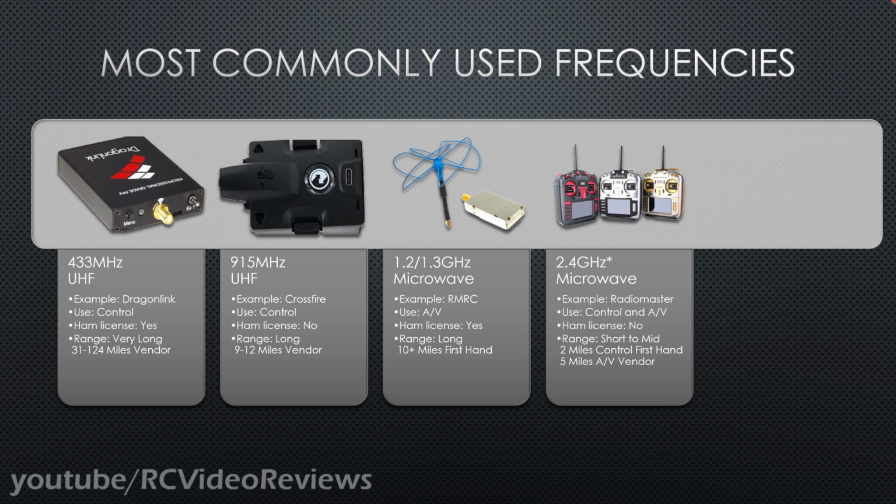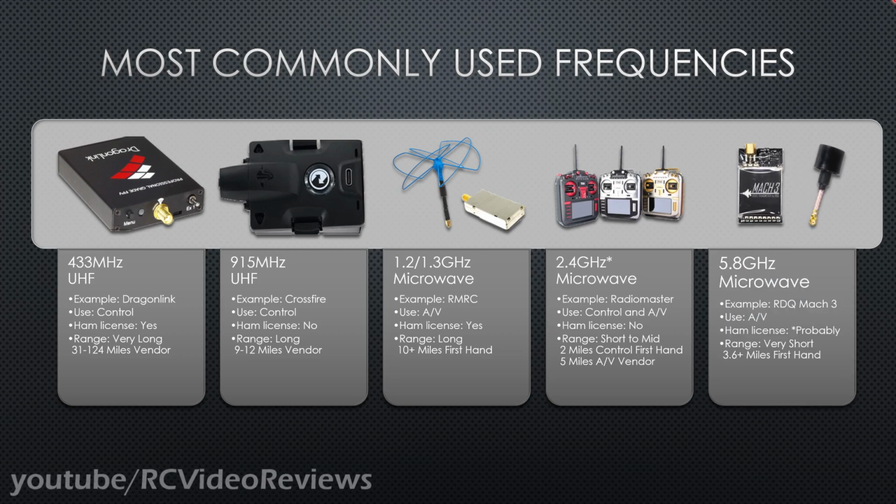However, you do need a ham license to operate a 2.4 gigahertz video transmitter, especially if it's not Part 15 certified. When it comes to control, the range of 2.4 gigahertz goes up to 2 miles. I've seen that firsthand with an L9R receiver in an airplane. 2.4 can also reach up to 5 miles on AV equipment, and that came from a vendor who I know is very reputable. Finally, we've got the 5.8 gigahertz microwave frequency.